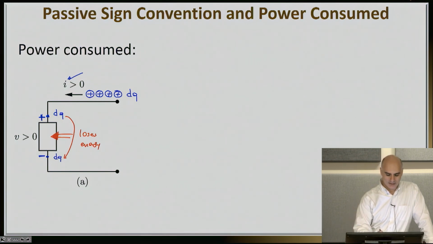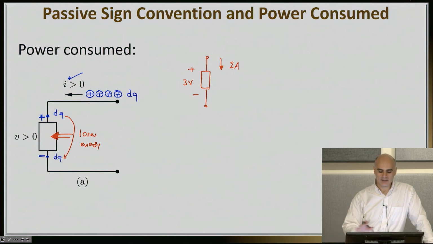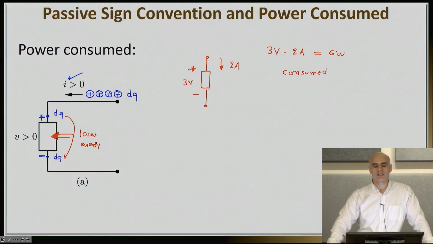For example, let me give you here a device where the current of this device is, let's say, 2 amps, and the voltage drop across this device is 3 volts in the indicated direction. Is this device in the passive sign convention? Of course it is. The current is flowing into the device from the plus sign. That means if I multiply 3 volts with 2 amps, I will get 6 watts, and that means this device is consuming 6 watts. If I had exactly the opposite sign convention, the active one, then V times I would have given me the amount of power this device is delivering to the circuit.